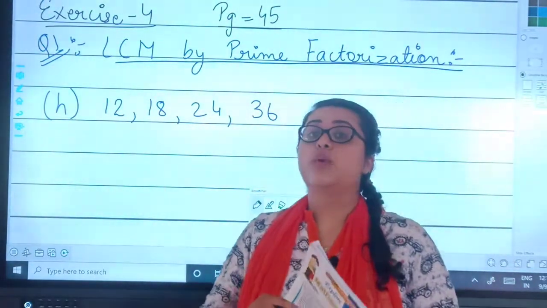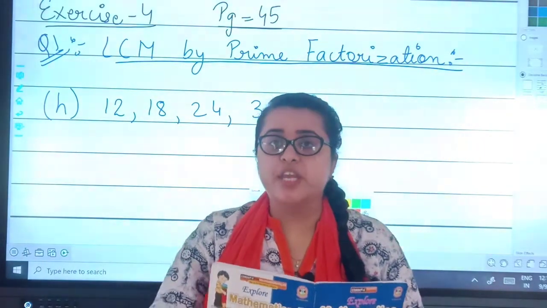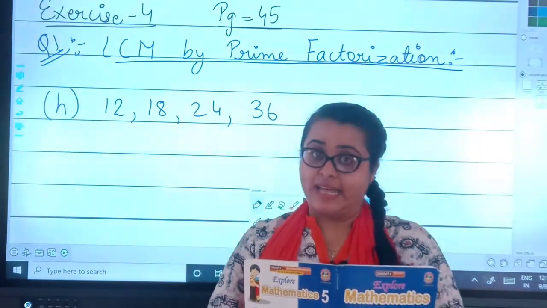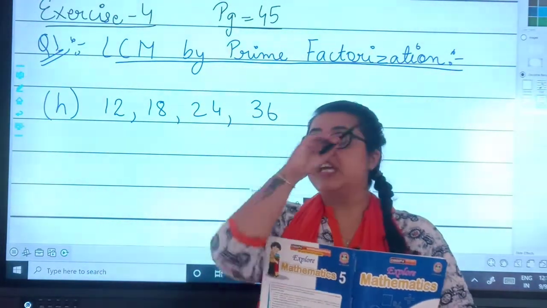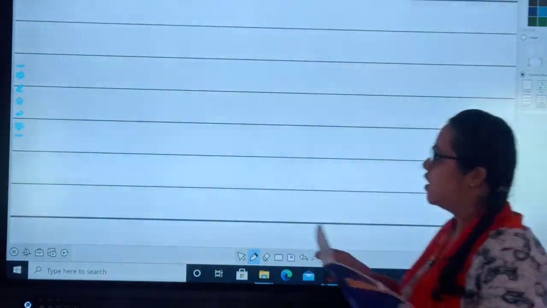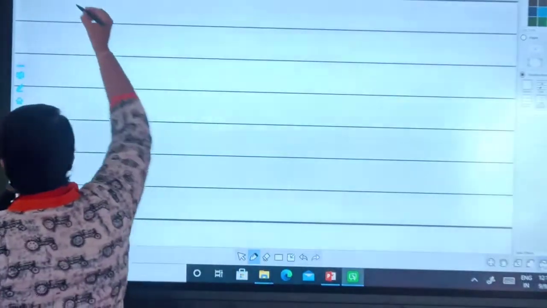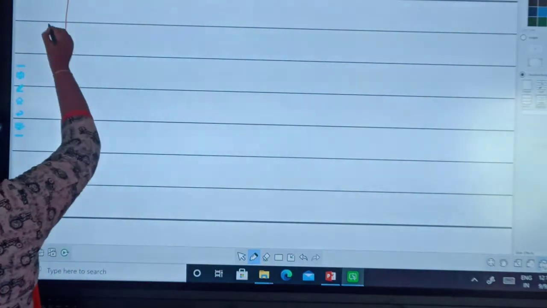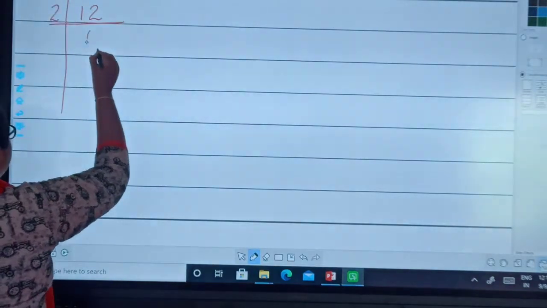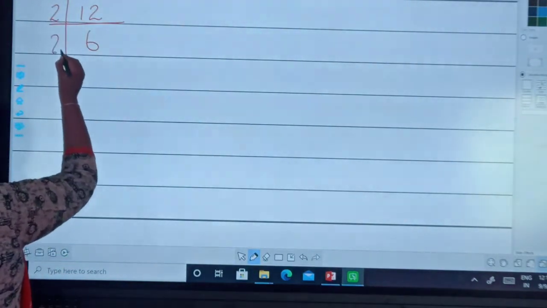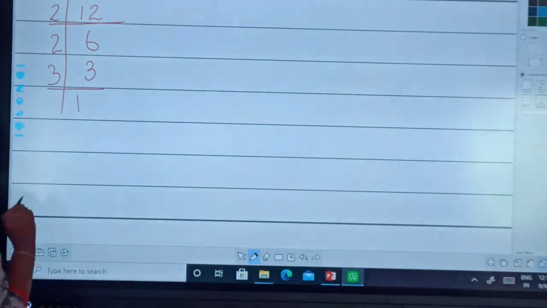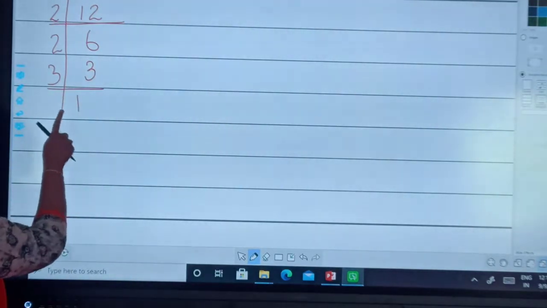What we watched in the video? Yes, we watched that in prime factorization we have to do the single. So now I will be solving single. Okay students, the question is 12. 2 6s are 12. 2 3s are 6. 3 1s are 3. I need to reach till 1.